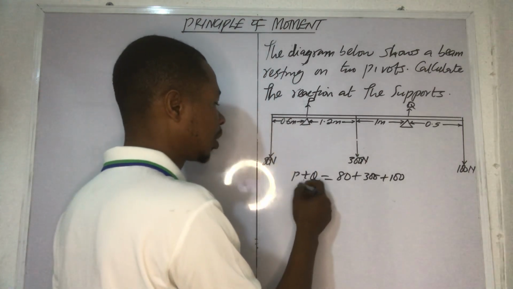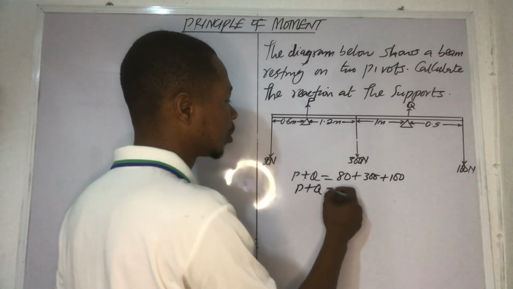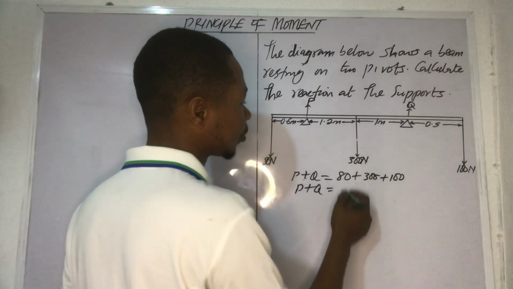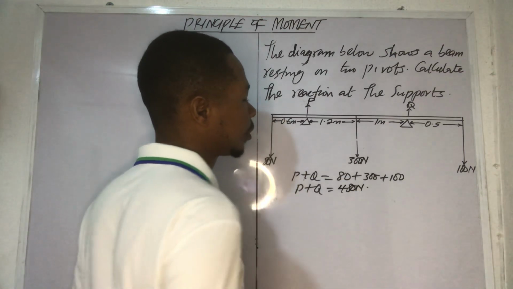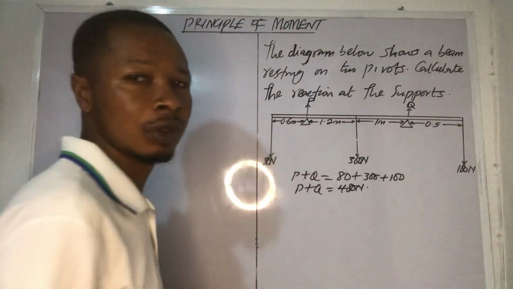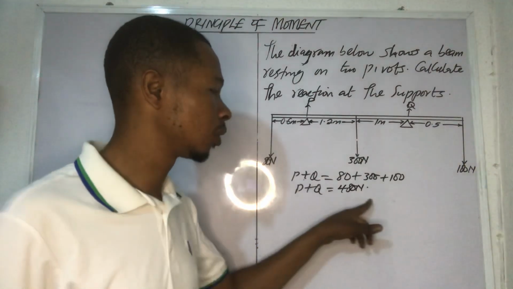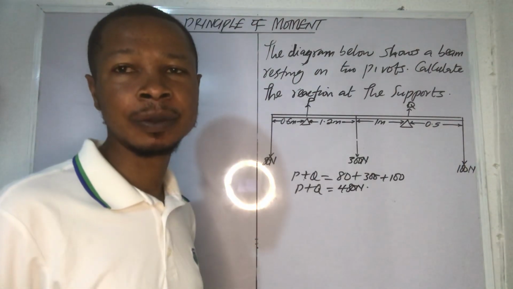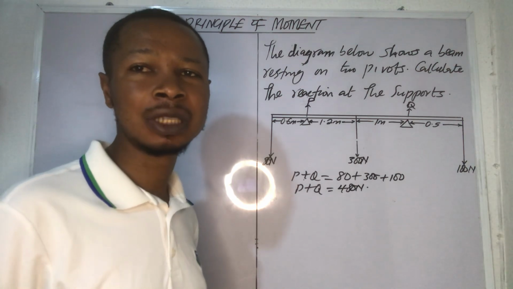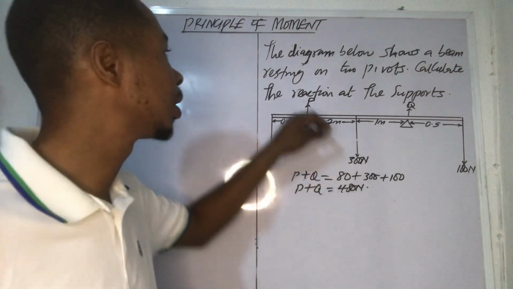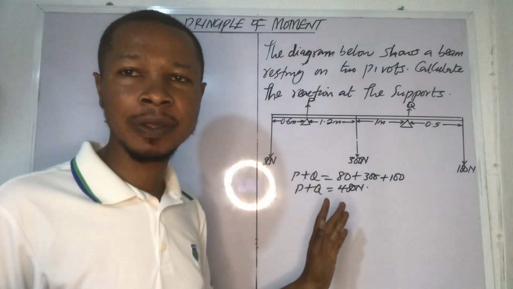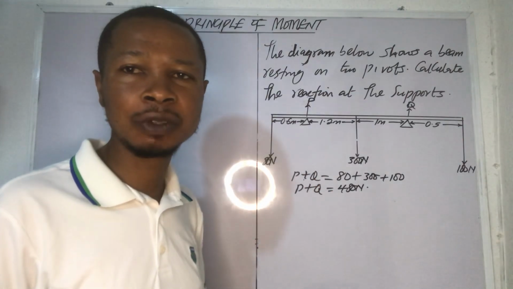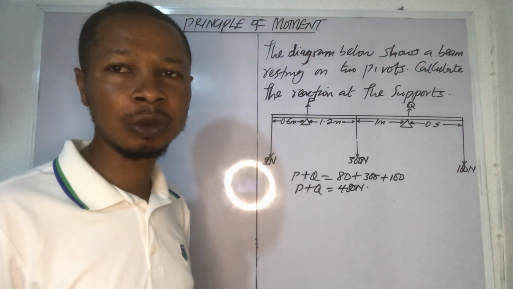And if you add together, you have P plus Q is equal to 480 Newton. So you have used one of the principles. Then the second principle that you can use is taking moment about point P or Q. You can use any of the points. You are at liberty to use any of the pivots that you want to use.